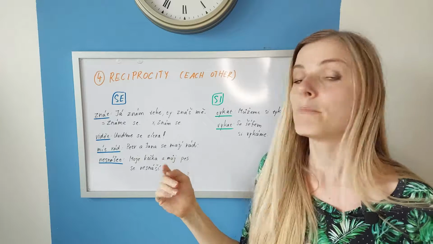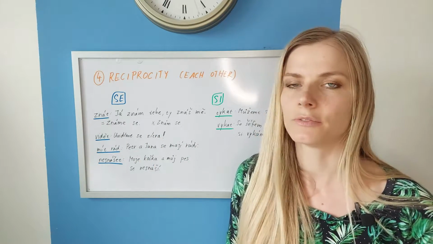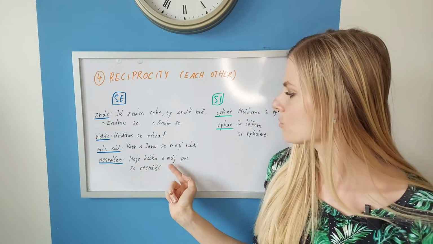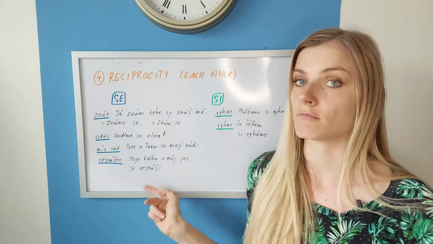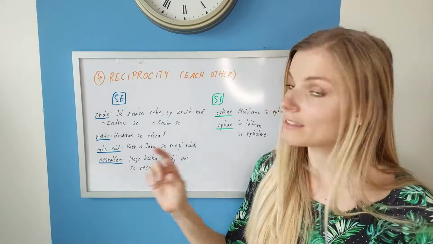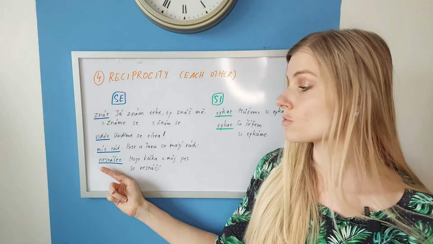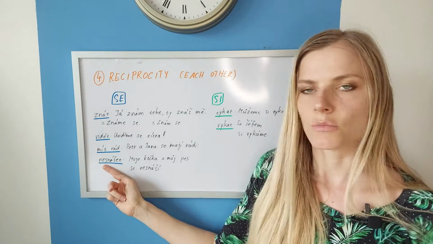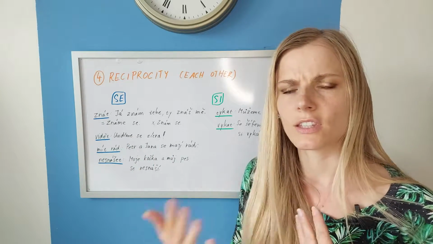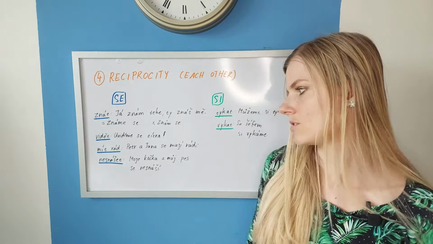Mít rád, to like or love. Petr a Jana se mají rádi. Petr and Jana like each other or love each other. Mají se rádi. Nesnášet, to hate. Moje kočka a můj pes se nesnáší. My cat and my dog hate each other. Notice that this verb is in negative form, so it actually corresponds to cannot stand grammatically. Snášet is to stand or bear something or someone. Nesnášet, cannot stand. So they don't stand each other. They cannot stand each other.